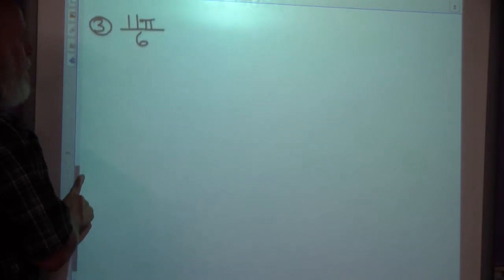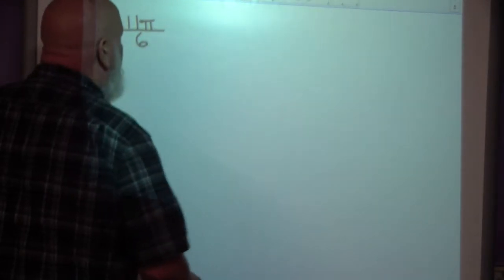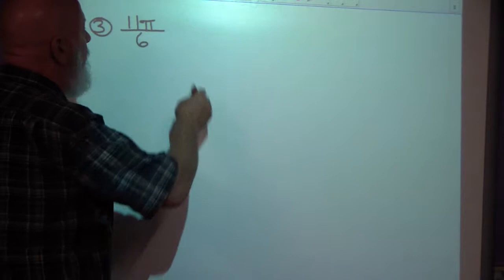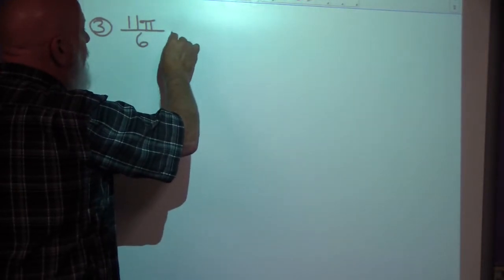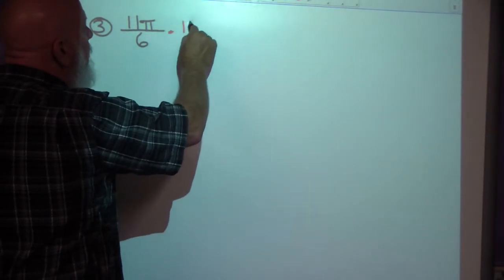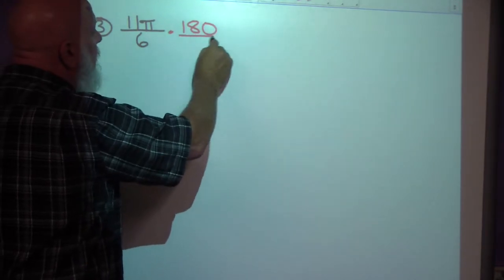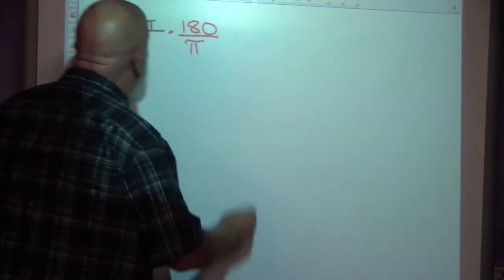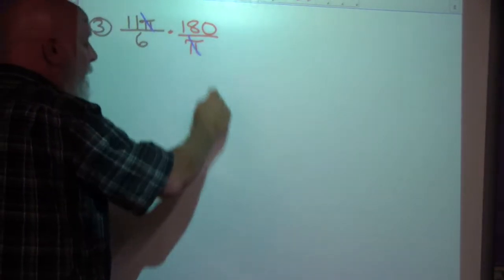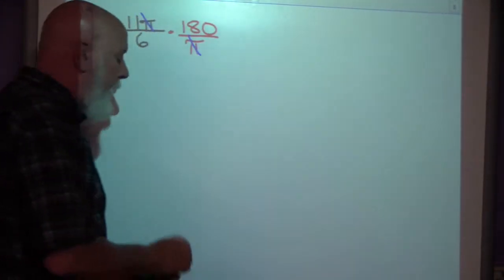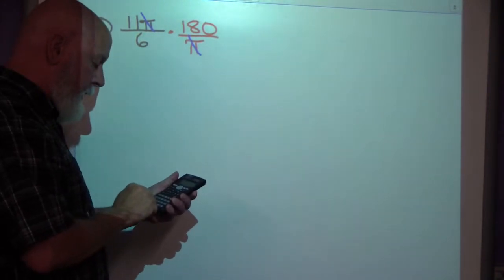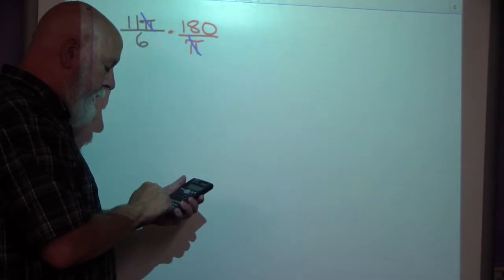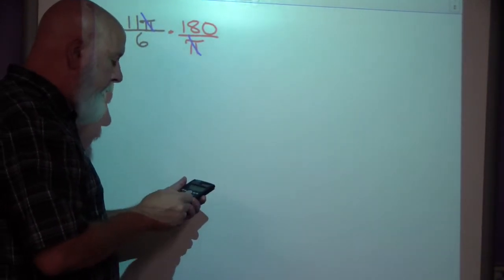Here we go. This is the last one on this lecture. I'm going to convert it to degrees and determine the quadrant in which the terminal side lies. So here we go. My pi's will cancel. 11 times 180 divided by 6 is 330.